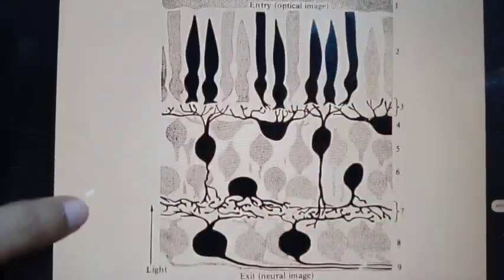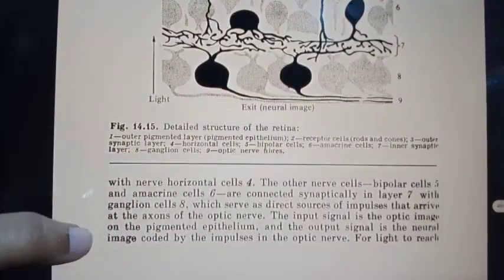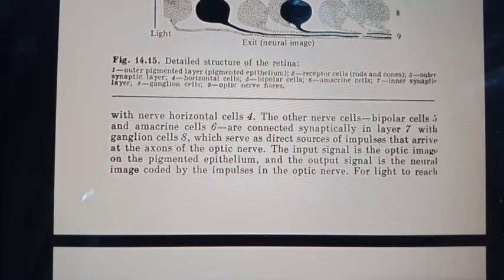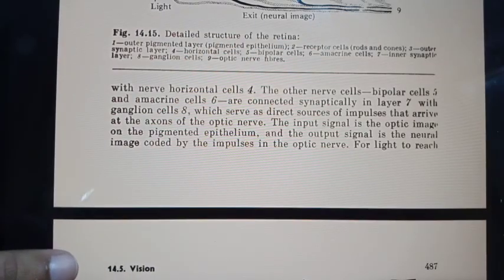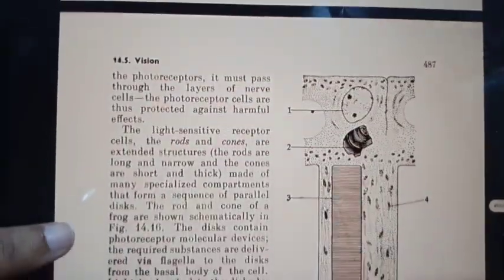First, second, third, fourth, fifth, sixth are connected synaptically in layer 7 with ganglion cell 8, which serves as a direct source of impulses that arrive at the axon of the optic nerve. The input signal is the optic image on the pigment epithelium, and the output signal is the neural image coded by impulses in the optic nerve.